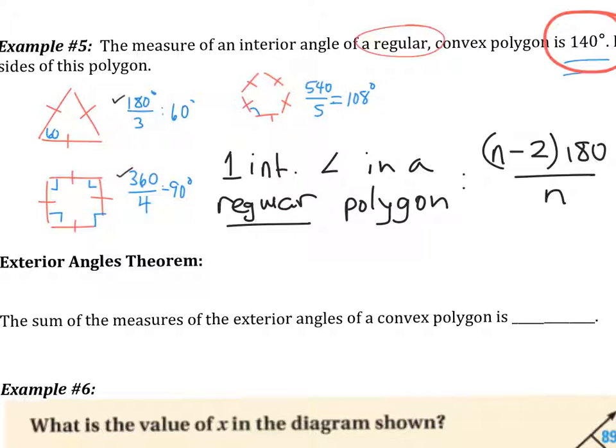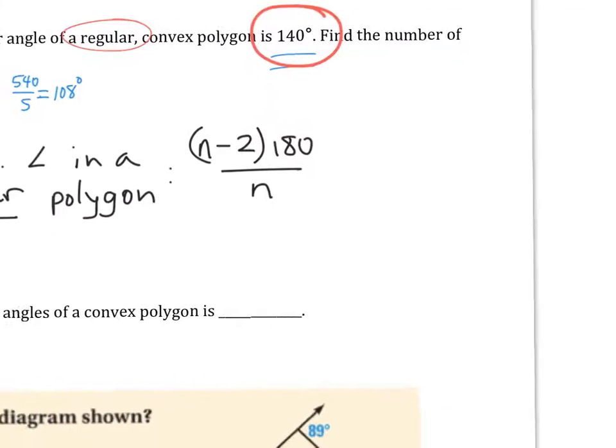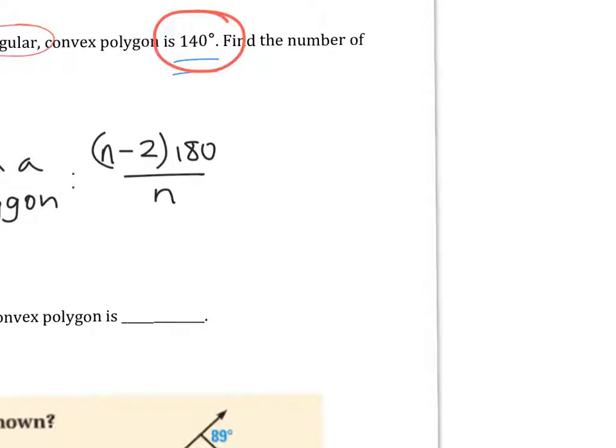Okay? So now, if I wanted to find the measure or the number of sides, I am going to take this and set it equal to 140 degrees, which is my angle measure, and solve for n. So all we're doing is working backwards now to use our algebra skills. What would you do to solve for n?